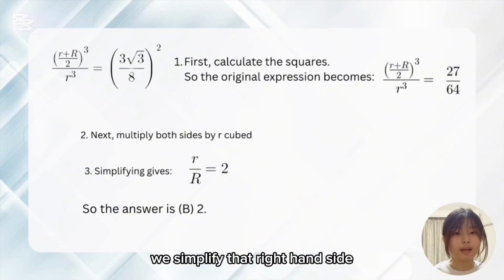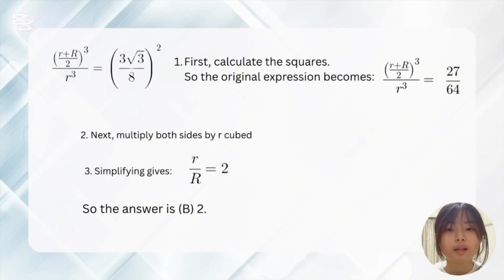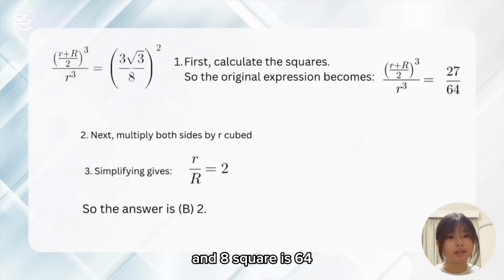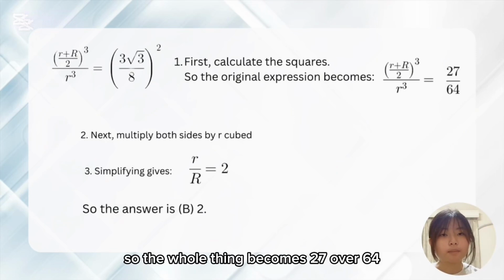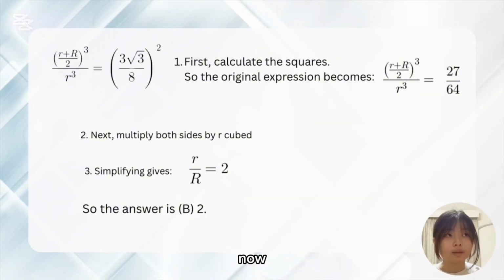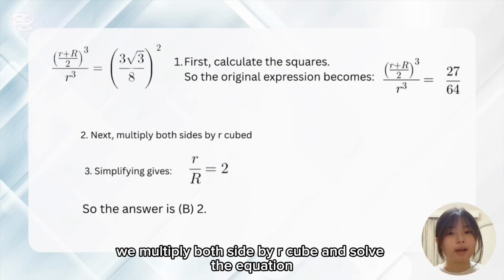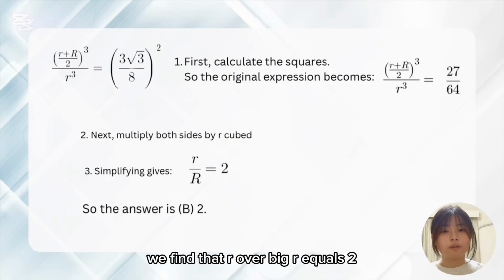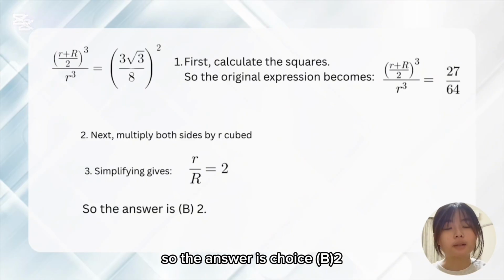We simplify that right hand side. 3 squared is 9, square root of 3 squared is 3, and 8 squared is 64, so the whole thing becomes 27 over 64. Now we multiply both sides by r cubed and solve the equation. After simplifying everything, we find that r over big R equals 2, so the answer is choice B, 2.